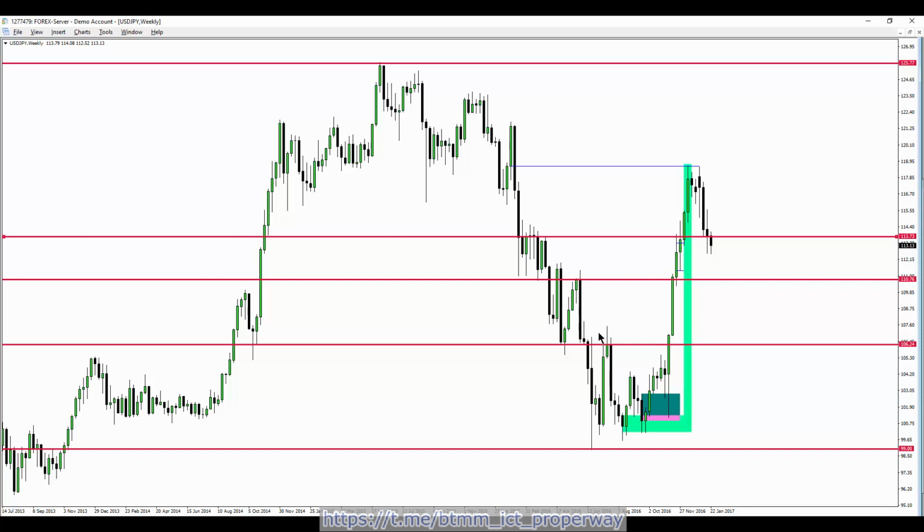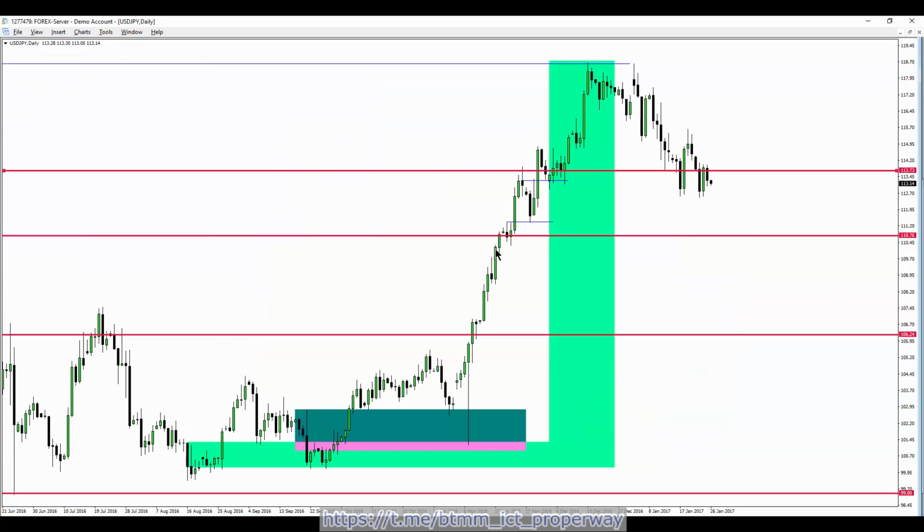And every time they do that, it allows new scaling in for them. And their positions are large, and they can't get them all in one time. So if we go out to the daily again, you can see there's that order block right here. And here's that order block here, that level, trading right down here.